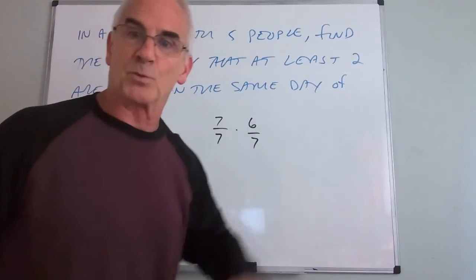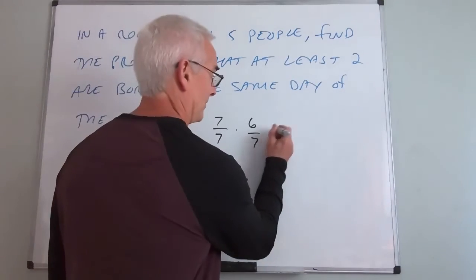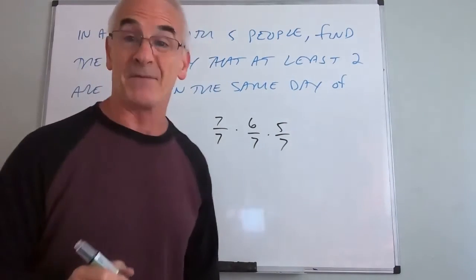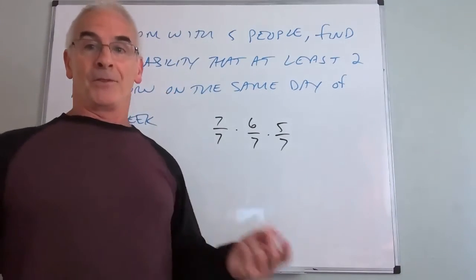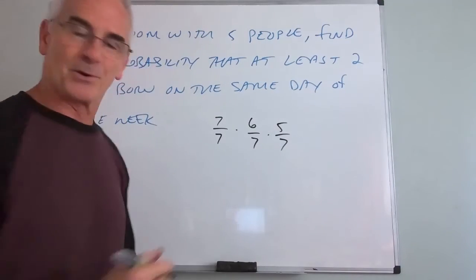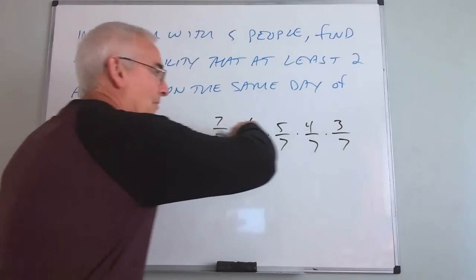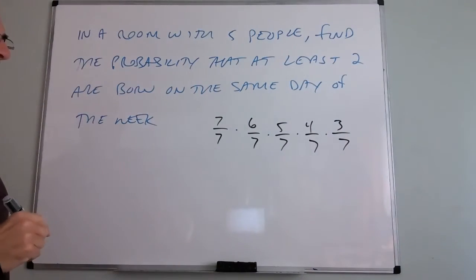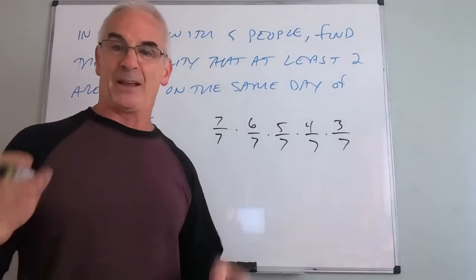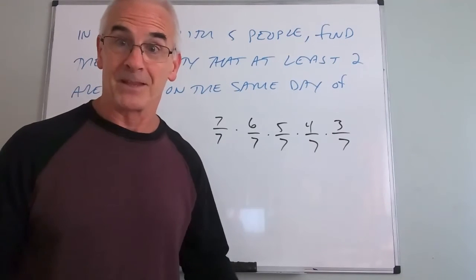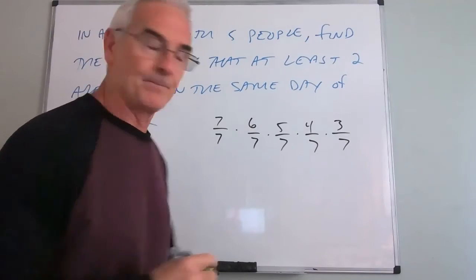Now the next person, what's the probability they have a different birthday than us 2? 5/7. By the way, it's 7 each time. I'm not reducing this. Now, the 4th person, what's the probability they have a different birthday? And how about the 5th person? The product of these numbers is the probability that no 2 people share the same birthday of the week. That's it. So what's the probability then that at least 2 people have the same birthday?